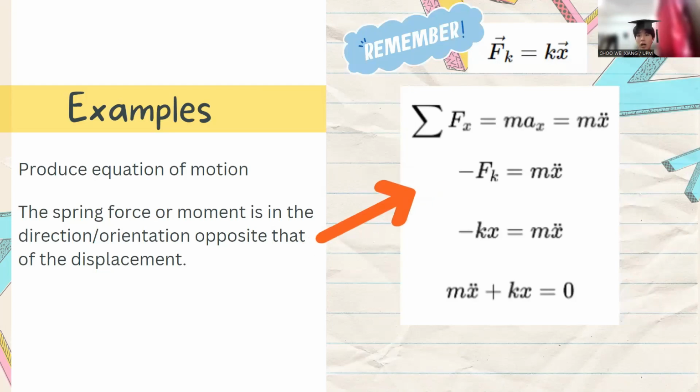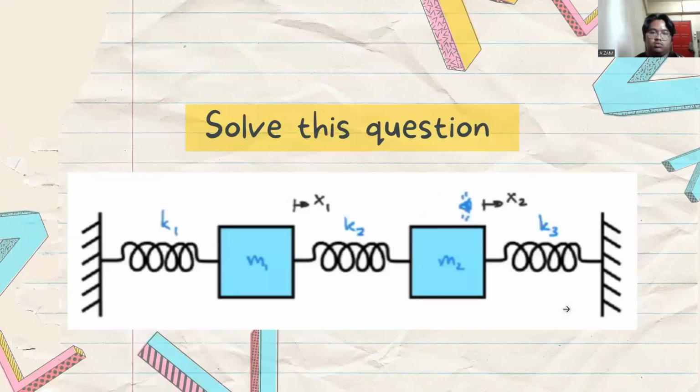So now we know that Fk is equal to kx. The k represents the spring constant and the x is the displacement. So now we replace the F by the Fk. The reason we put Fk is that the spring force is in the direction opposite of the displacement. So now we can derive the formula, and we get mx double dot plus kx is equal to 0. By applying this general equation, we can solve multiple degrees of freedom.